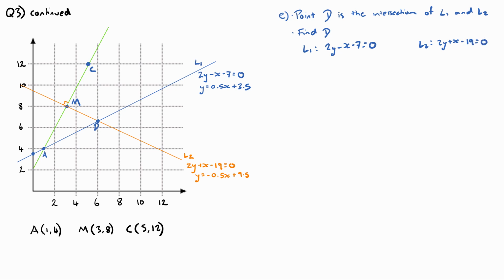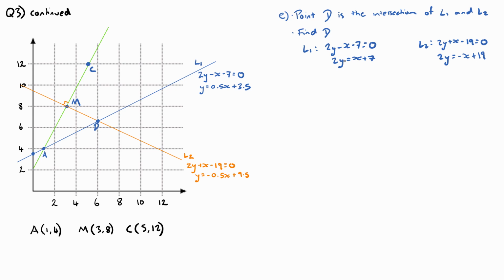Now I'm going to rearrange both of these to make it 2y equals something. So in the case of L1, I'm going to move the minus x and the minus 7 over to the right and make it x plus 7. And for the case of L2, same deal, I'm going to move the positive x and the negative 19 over to the right, change the signs, it makes minus x plus 19.